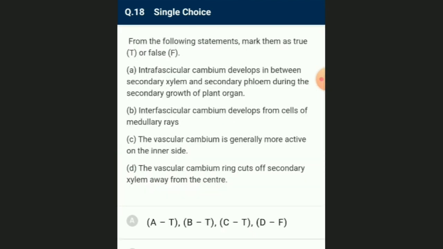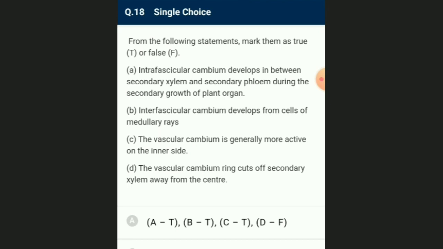Question number 18. From the following statements, how many statements are true and how many are wrongly given? From the given statements, first, A: intrafascicular cambium develops in between secondary xylem and secondary phloem during the secondary growth of plant organ. So that is false. As intrafascicular cambium develops in between primary xylem and primary phloem during the primary growth of plant organs. So A is wrongly given.